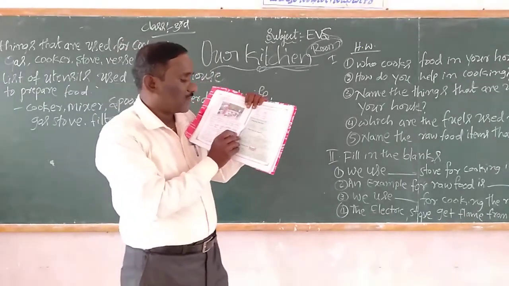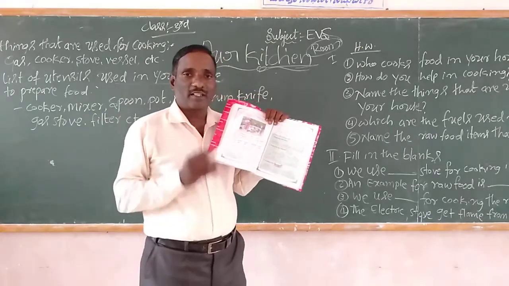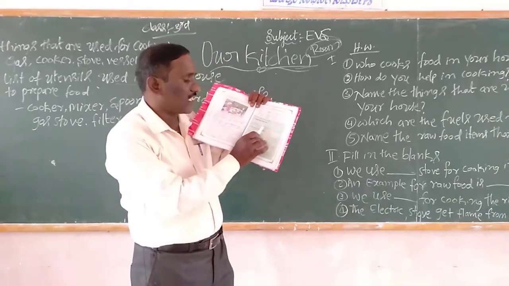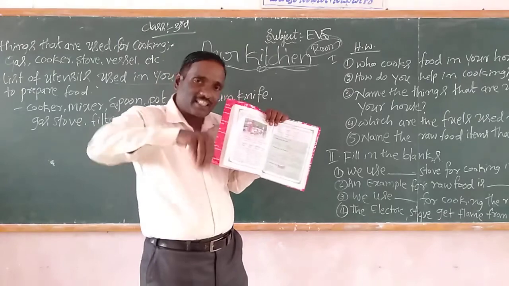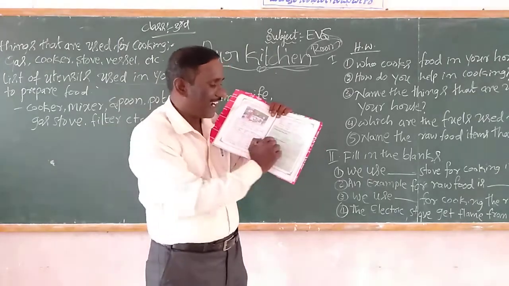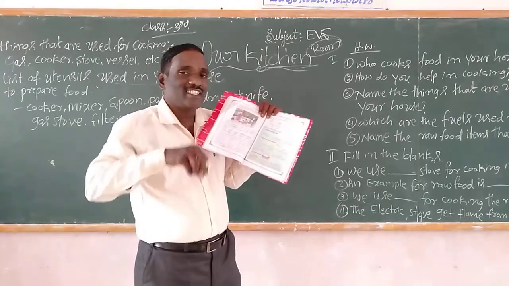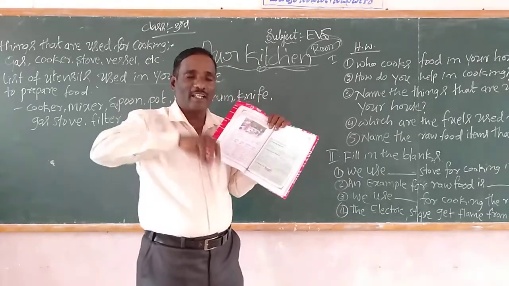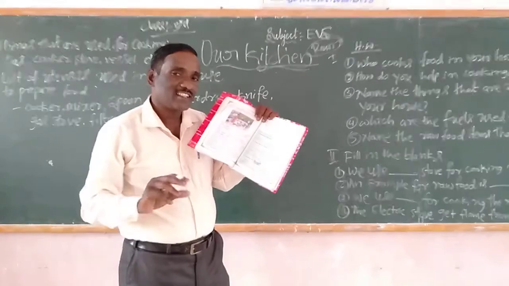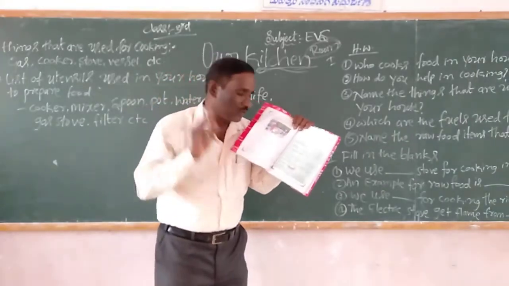First, brother cuts the lemon. Sister brought sugar and water. And next, what do you do? Mix all these, the lemon and sugar. After mixing, the lemon juice is ready.